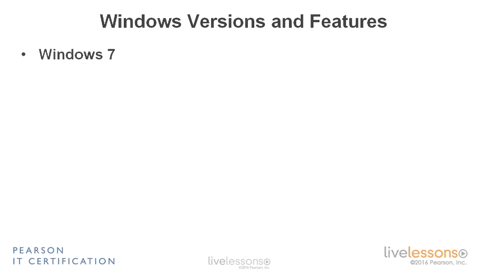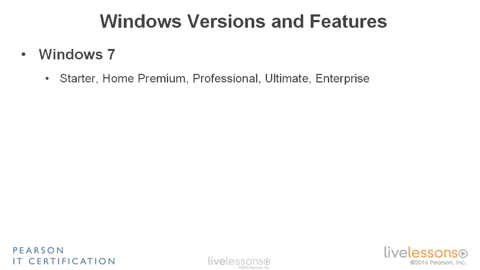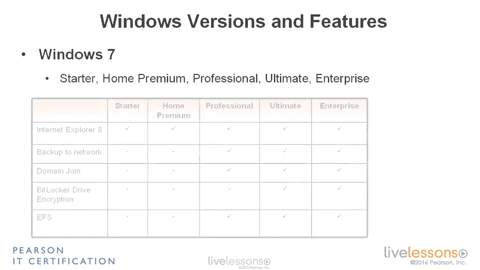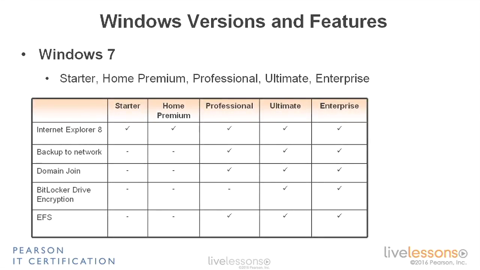Next is Windows 7. Windows 7 has more editions. It has Starter, a very, very basic type of Windows 7. Then it has Home Premium, Professional, Ultimate, and Enterprise. And here's a table showing some of the differences with those. By default, Windows 7 comes with Internet Explorer 8, and all editions run that browser. And of course, you're going to want to upgrade that if you are installing Windows 7 on a computer. You're going to want to upgrade that for functionality and for security reasons.